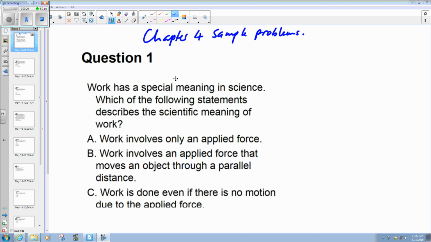Question 1 is about the definition of work. Remember what we said, work involves two things. It involves a force and it involves a displacement, but the two must be parallel. So our definition of work is force times parallel distance, or the force and the distance must be parallel. So the correct answer here is B.